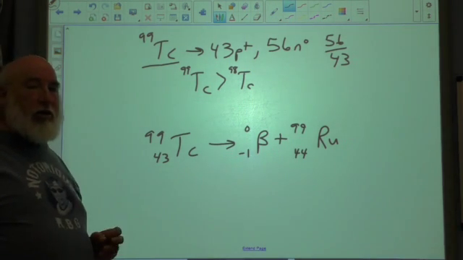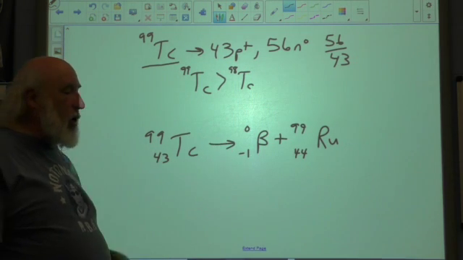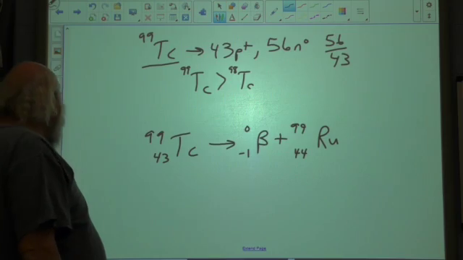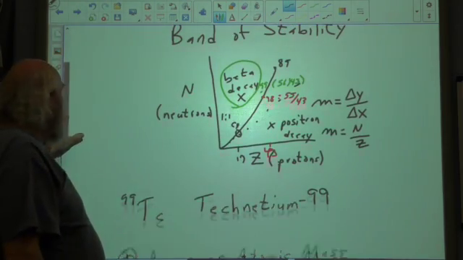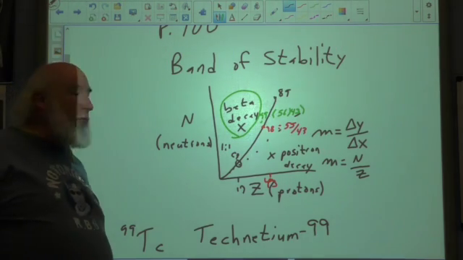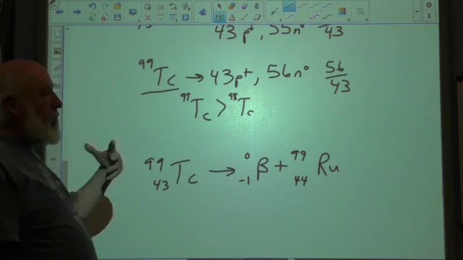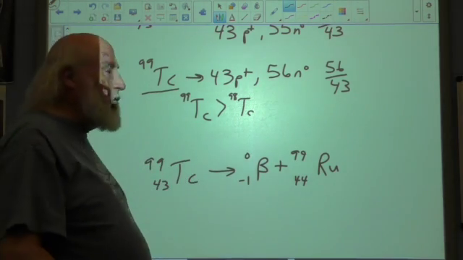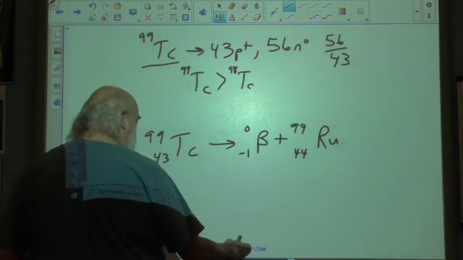Not the most challenging stuff we've done, but you do have to get the information off the periodic chart and be able to transfer that idea over to the band of stability, the worst rock band in the history of mankind. All right, so that's one of three ways that we can determine if a substance is radioactive or not. The other two ways, I love this one.